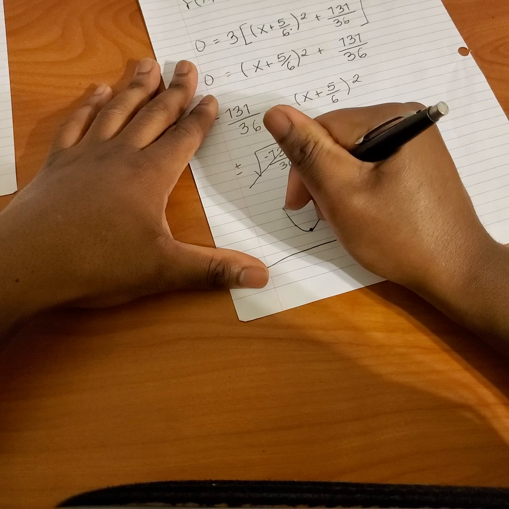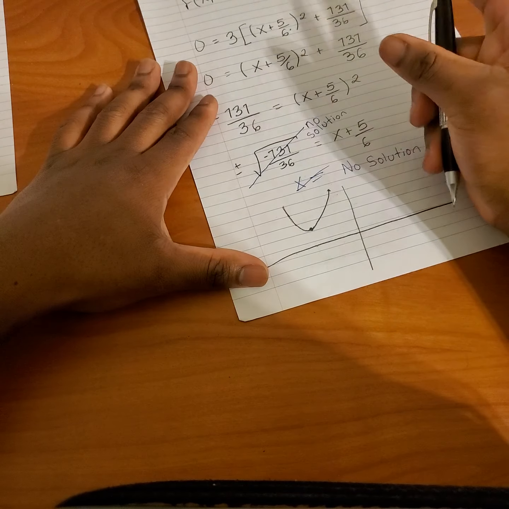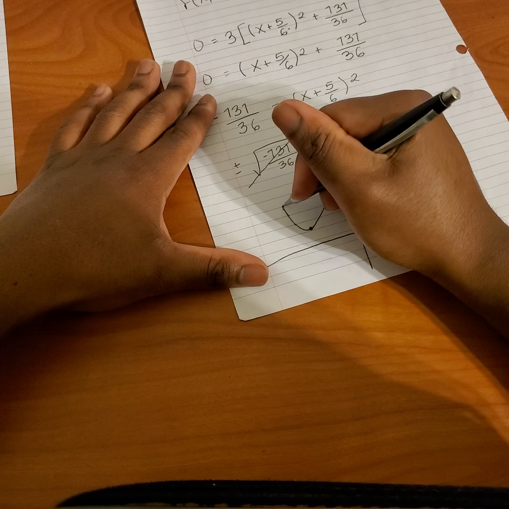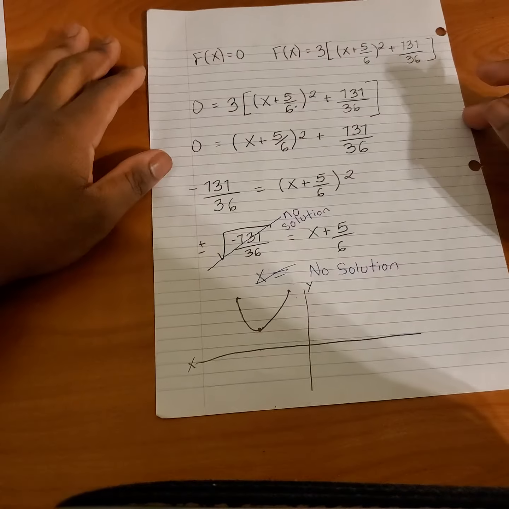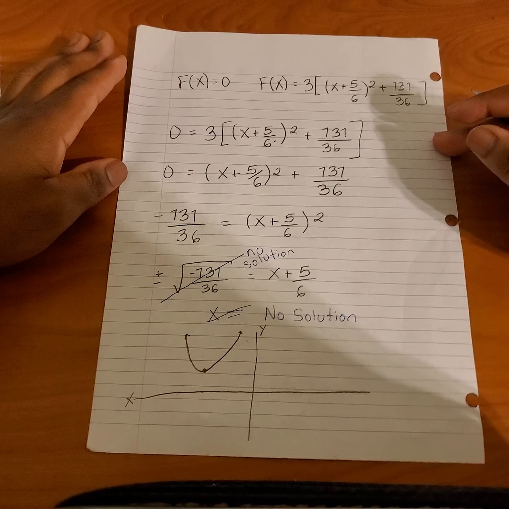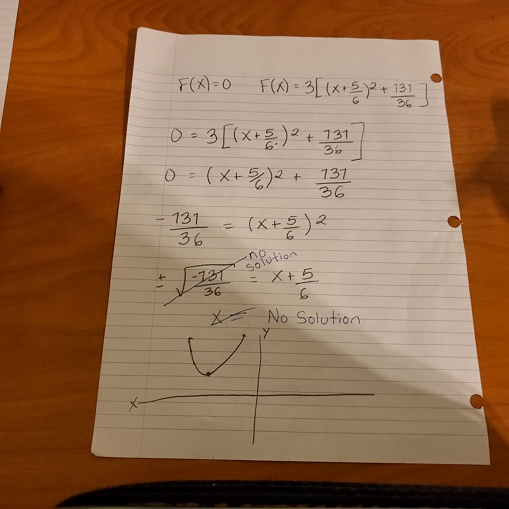And if you look at this graph, you start to understand why we didn't have a solution for x. This graph actually never touches the x-axis, which means that we can't have an x-intercept. So that's also a nice way you can see it by completing the square. So that is the third question.